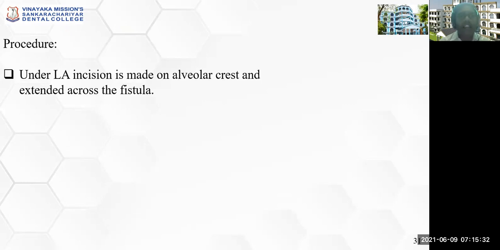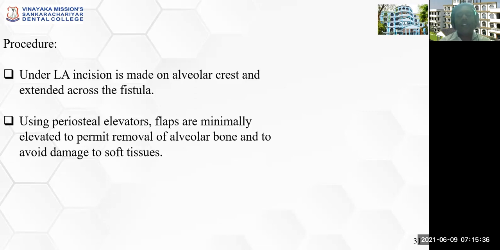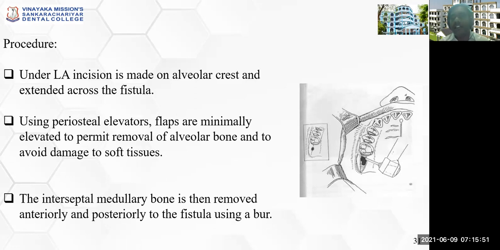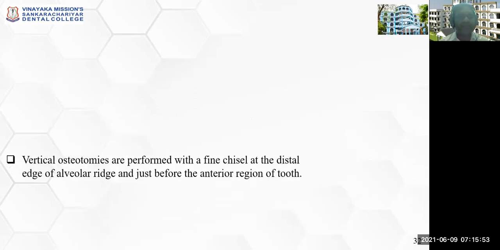You have to give LA. Incision is made on the alveolar crest and extended across the fistula. Using the periosteal elevators, usually the mold number 9-1, flaps are minimally elevated to permit removal of alveolar bone and to avoid damage to the tissues. The interseptal medullary bone is then removed anteriorly, posteriorly to the fistula using a burr. You can see that in the picture there.